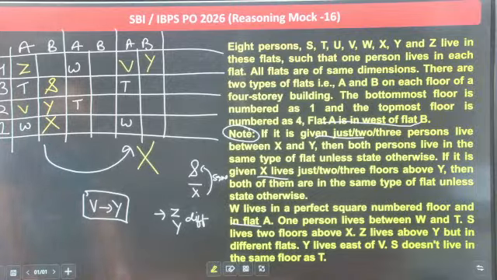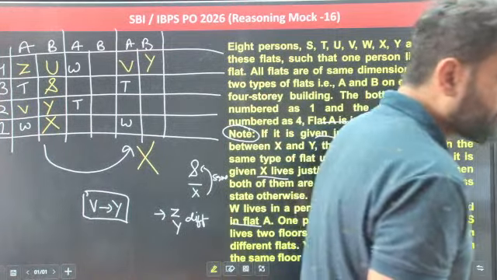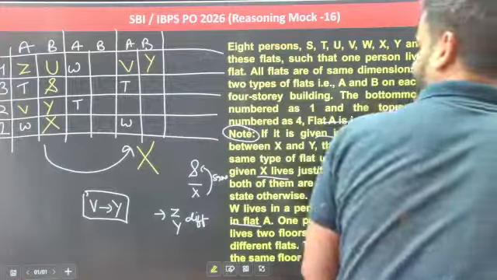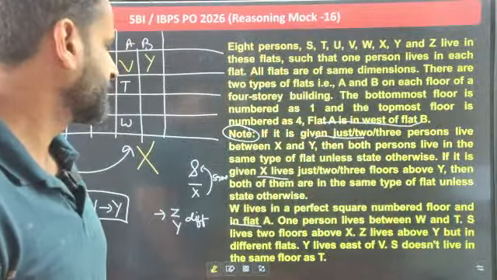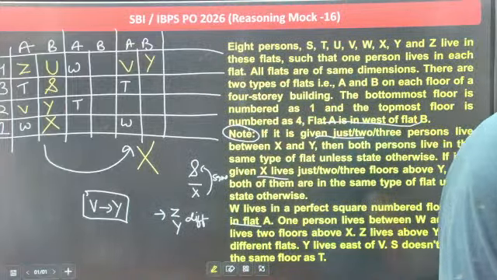Which is the remaining person? S, T, U. This is U. Is it the right answer? One person between W and T. Yes. So what is the doubt? S, Z, X, V.